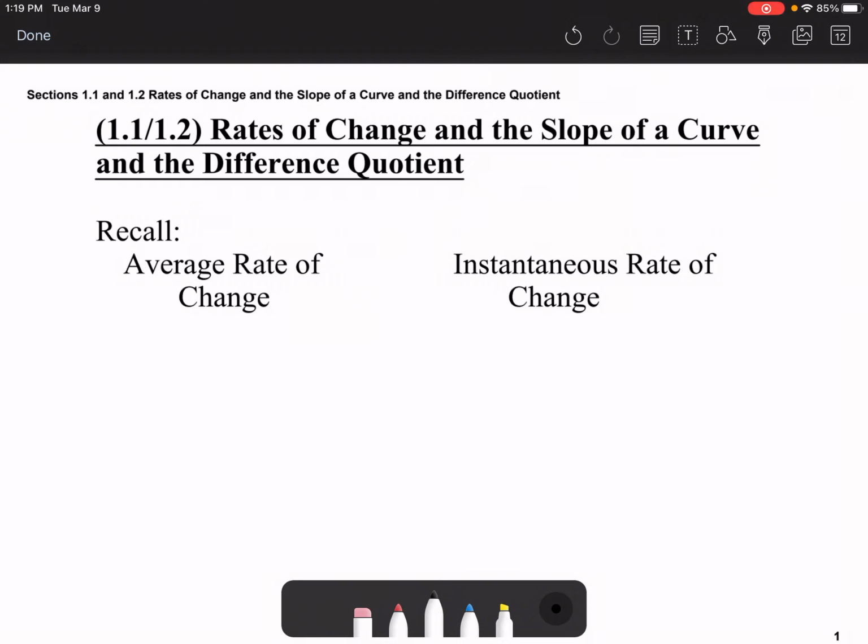Hello and welcome to lesson 1.1 and 1.2, rates of change and the slope of the curve and the difference quotient. So first of all, we're going to remind ourselves what average rate of change is compared to instantaneous rate of change. So I'm going to draw a sketch of a function here. Let's say this is our function f of x.